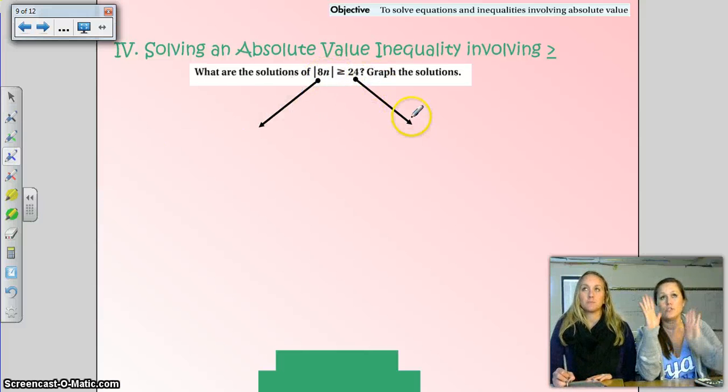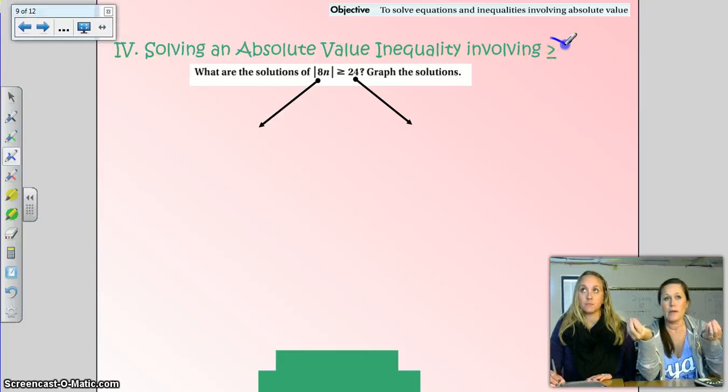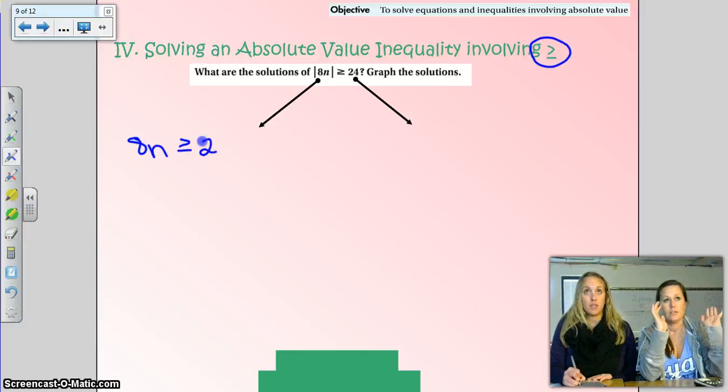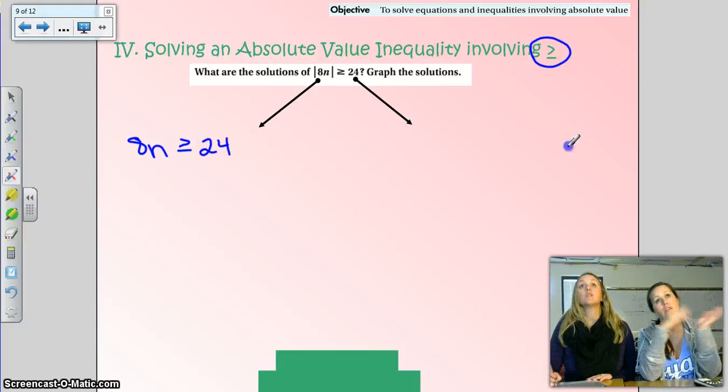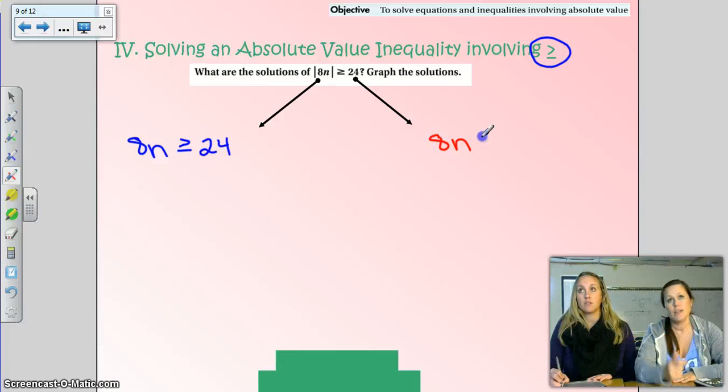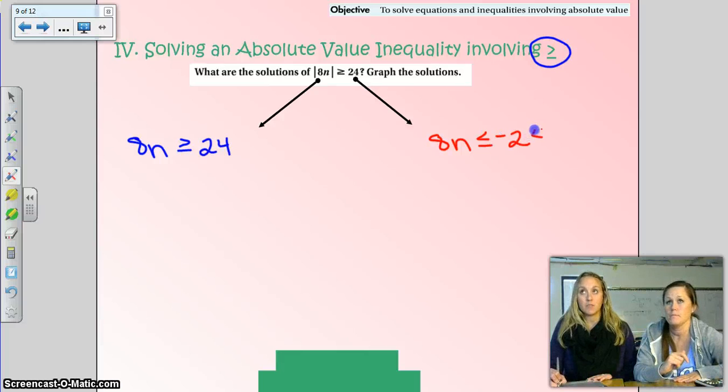Okay, so we're going to do this two different ways. We're taking the absolute value out of this. So 8n is greater than or equal to 24. You take out the absolute value and just leave it, and write it the exact same way. And then you do 8n is, flip the sign, less than or equal to negative 24. If you flip the sign, it becomes a negative.